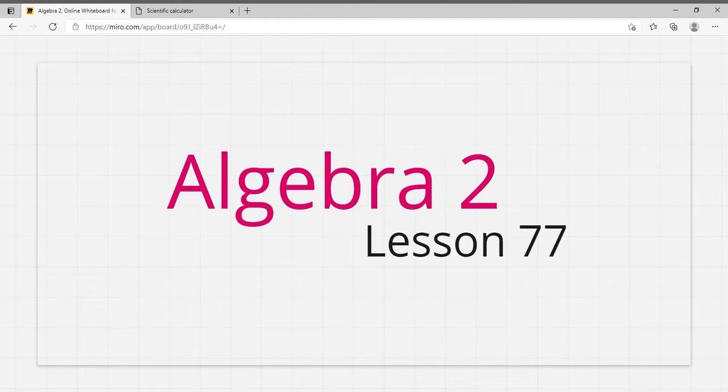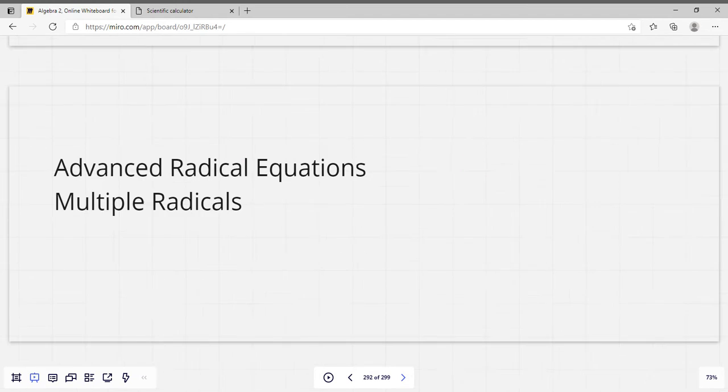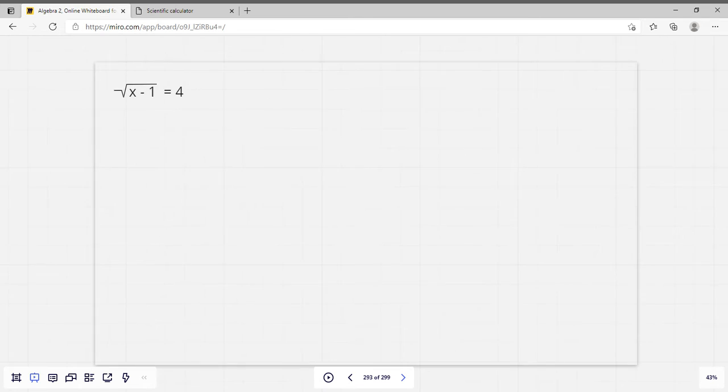Hi everybody, this is Algebra 2, Lesson 77. This lesson covers advanced radical equations and multiple radicals.